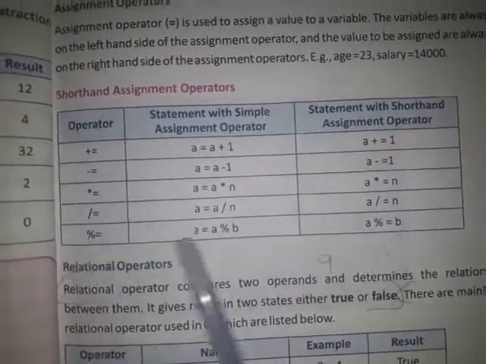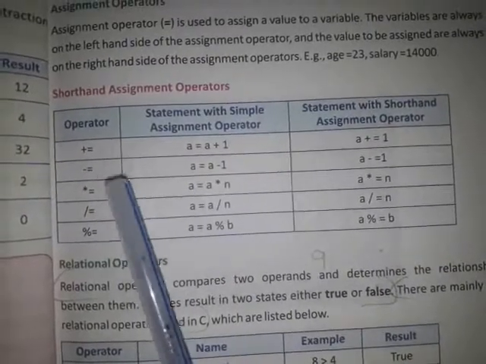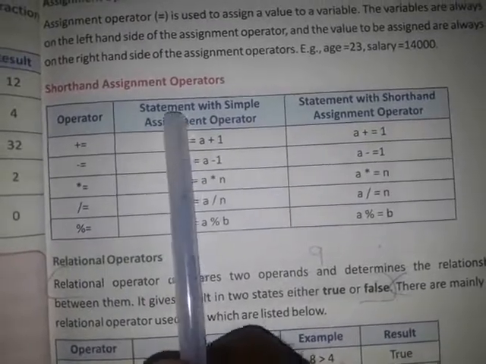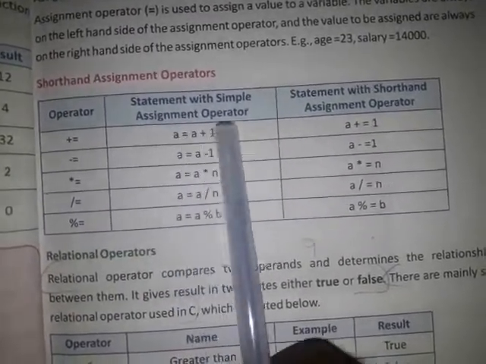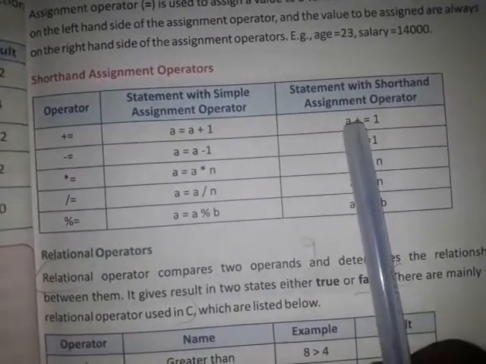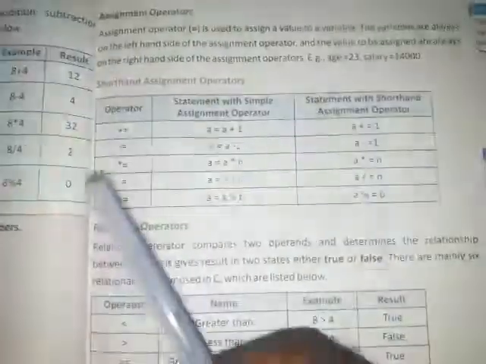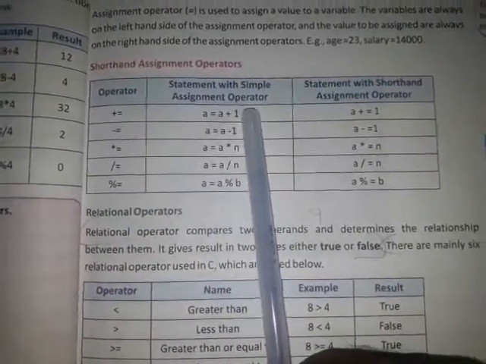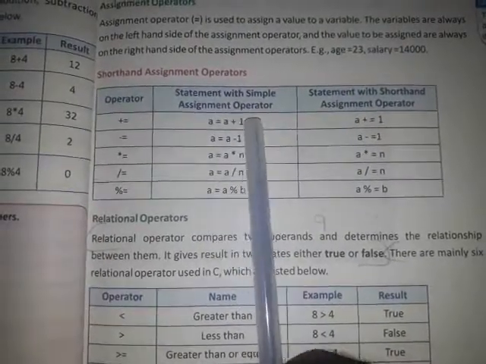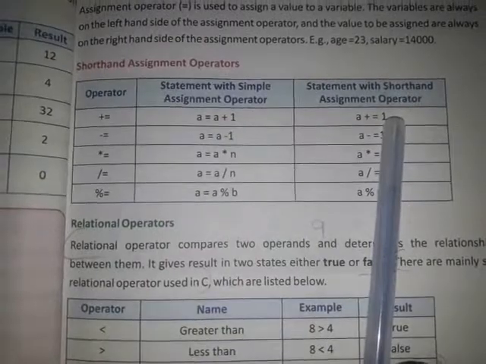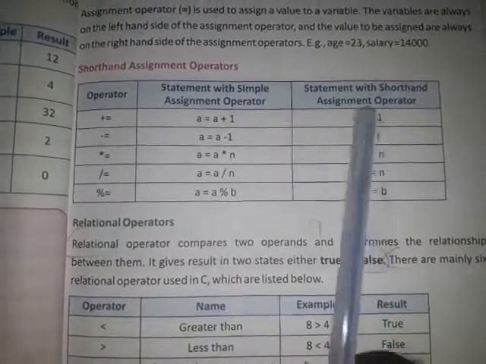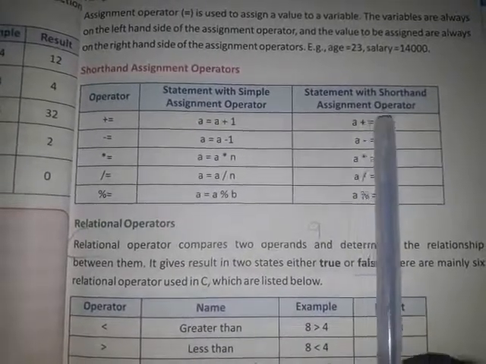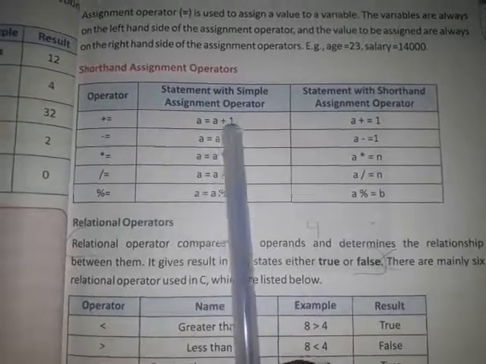These are the various shorthand assignment operators. Shorthand assignment operators also increment the value. Plus equals. The statement with the simple assignment operator is a equals a plus 1. So you can see that if you write a statement like this, a equals a plus 1, you can write it in short notation like this, a plus equals 1. This and this are the same, so plus equals is called shorthand assignment. It means this statement is equivalent to this statement.